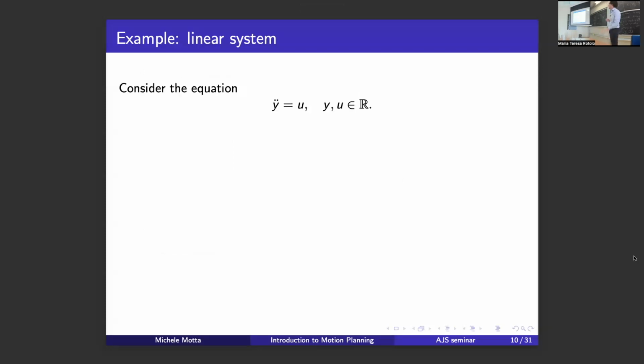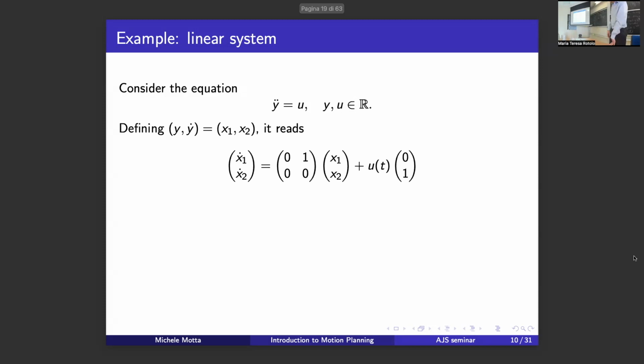So a more concrete example of a control-linear system is this one. We have just a one-dimensional system, so the second derivative of y is equal to our scalar control. Okay, we can rewrite the system in this way, and we want to determine if this system is controllable or not. Using the notation that I introduced before, this is the matrix A, this is the matrix B.